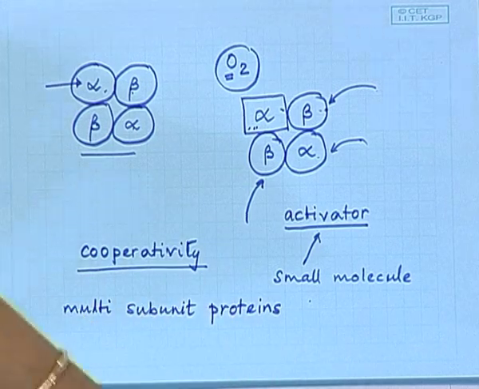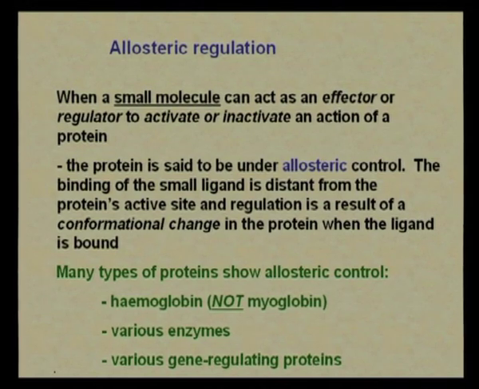Okay. So, now what do we have here therefore? We have a small molecule that can act as an effector or regulator to activate or inactivate an action of the protein. So, what is the action of hemoglobin? To bind oxygen. What is it doing? When this small molecule is bound, it activates the binding of the other oxygen molecules to the other subunits. Then we say the protein is under allosteric control. This is allosteric regulation basically. So, the binding of the small molecule is distant from the protein's active site, and regulation is a result of a conformational change in the protein when the ligand is bound.